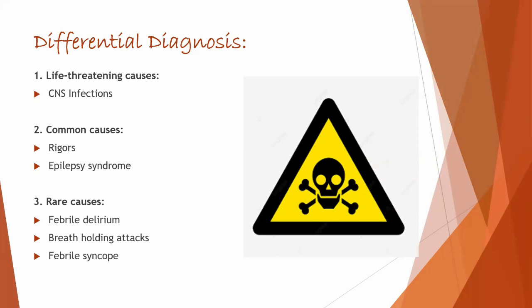Then we look at the common things. So other things that can also occur commonly are children getting rigors. So that would be shaking without a loss of consciousness. And then it can also be an evolving epilepsy syndrome. Because remember, fever lowers your seizure threshold. So it can be that the child has an underlying epilepsy syndrome, and because of the fever, the seizure threshold is lower, and now the child's having a fit or seizure.